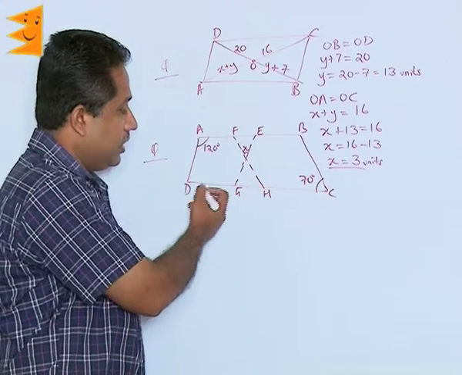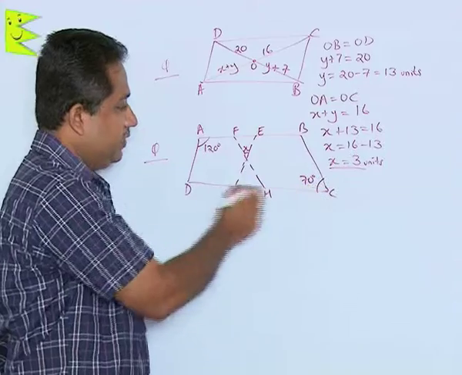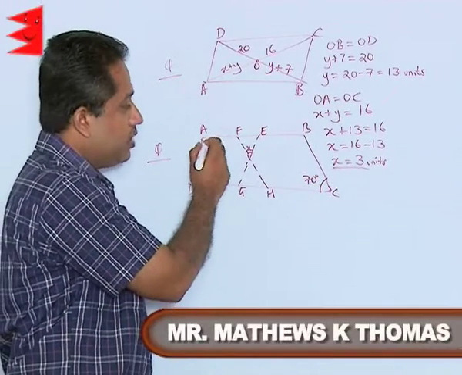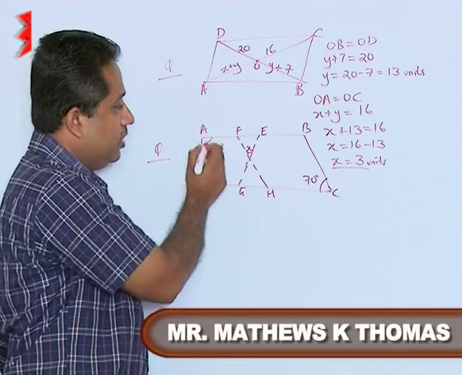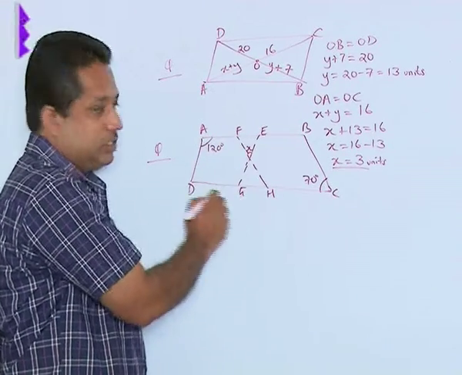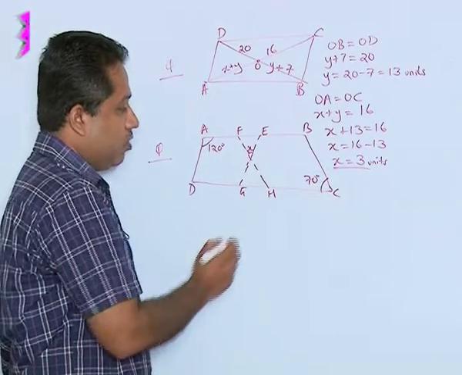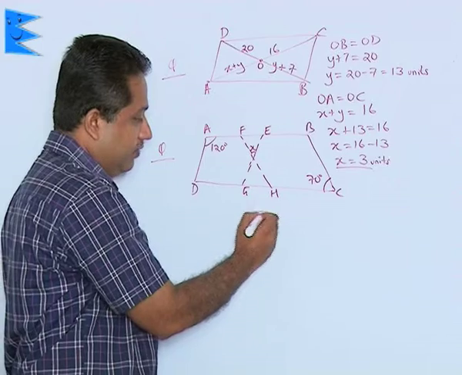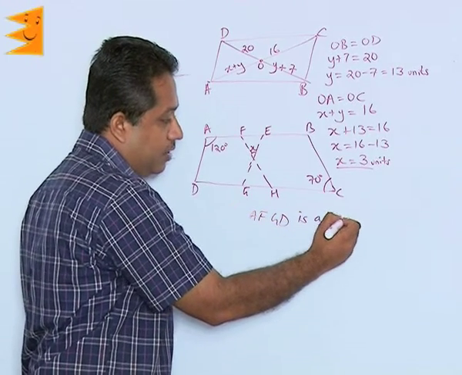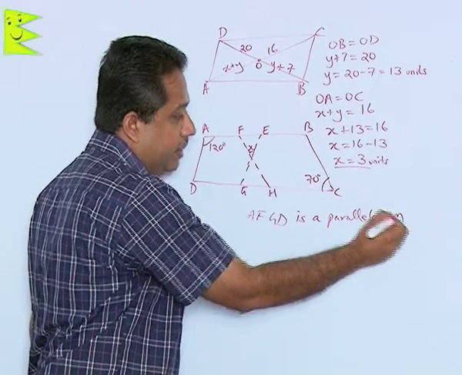See this example here. Here we have a random figure ABCD, which looks like a trapezium, but what is important for us is that AFGD is a parallelogram. It is given to you that this is a parallelogram, and BCHF is a parallelogram. So, AFGD is a parallelogram, and therefore, we can use the properties of a parallelogram there.